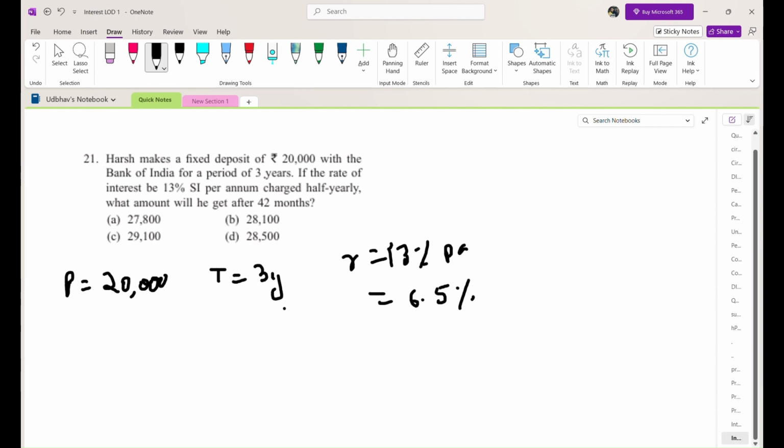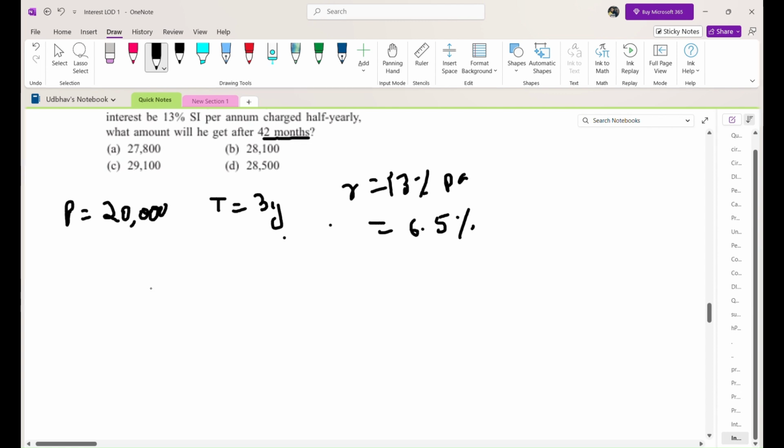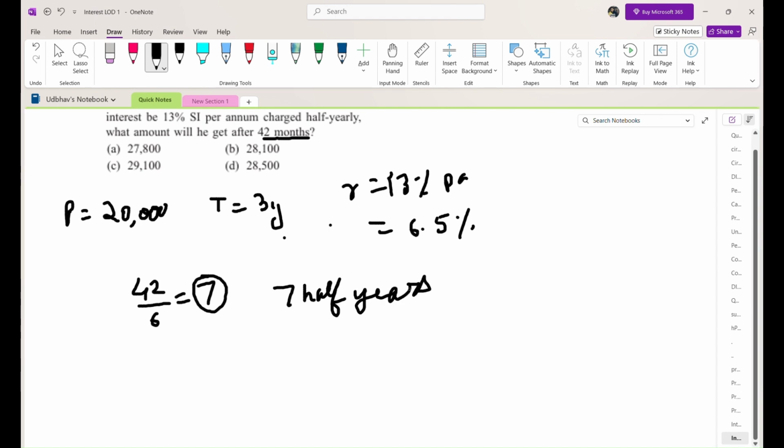The deposit is for 3 years, and he wants it after 42 months, that is 3.5 years. So for 42 months, that is 42 divided by 6, 7, that is after 7 half years. We want that.